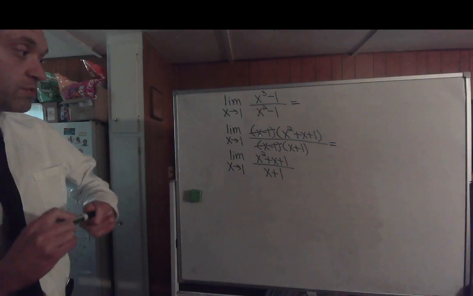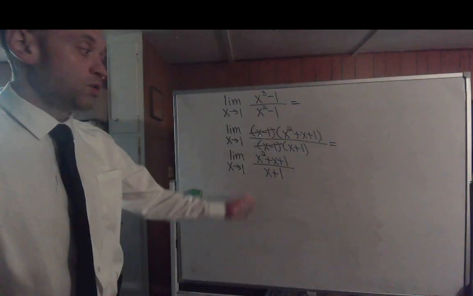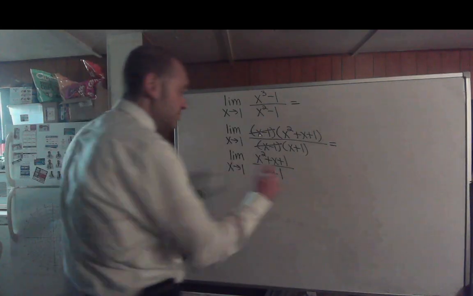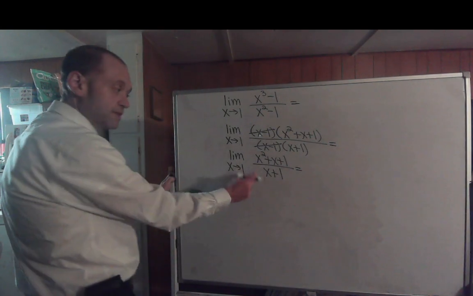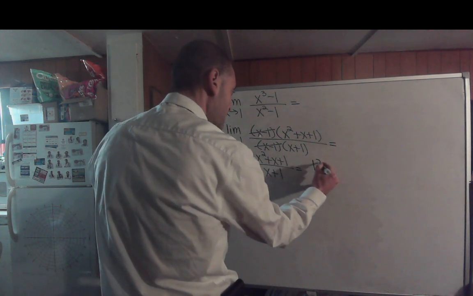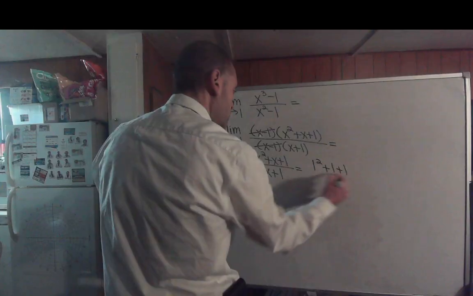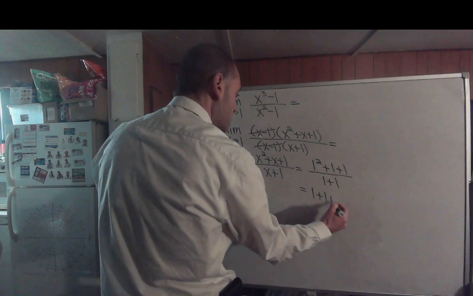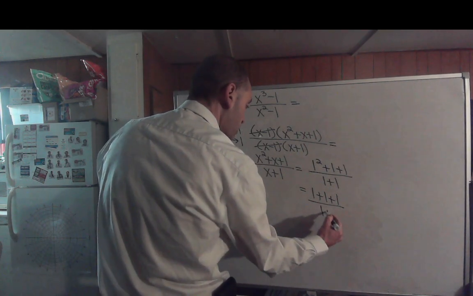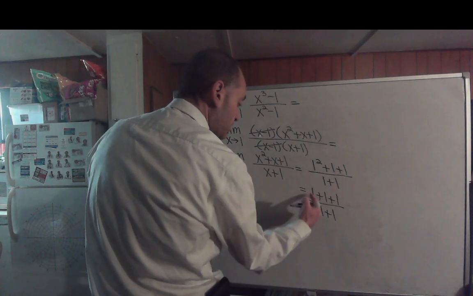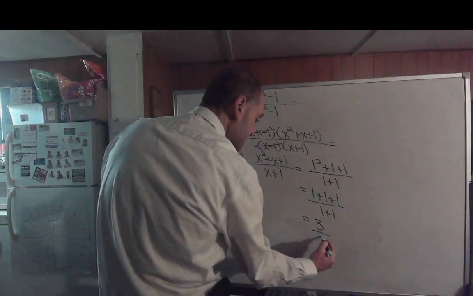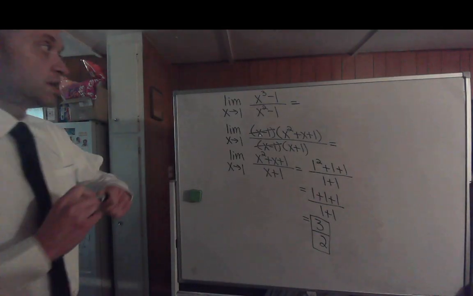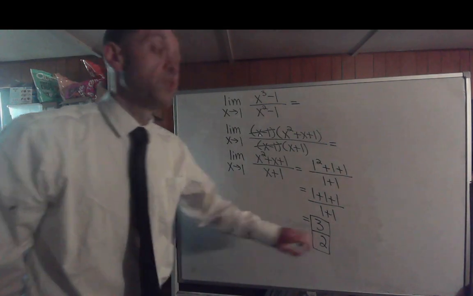And if you direct substitute now, you won't have a denominator of 0. This will not be undefined. So we can now use direct substitution. So let's put 1 in for x. You would get 1 squared plus 1 plus 1 all over 1 plus 1, which would give you 1 plus 1 plus 1 all over 1 plus 1. Well, the numerator would turn into 3, the denominator would be 2. So the limit as x approaches 1 of this function is going to be 3 over 2.